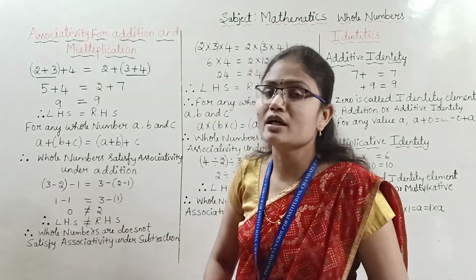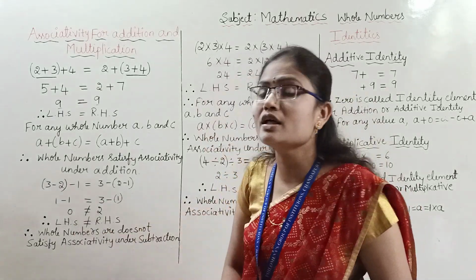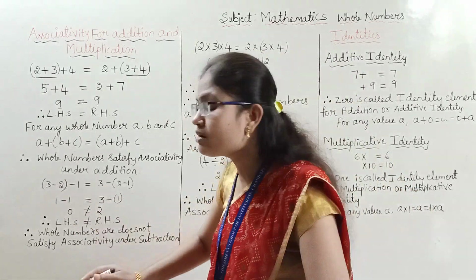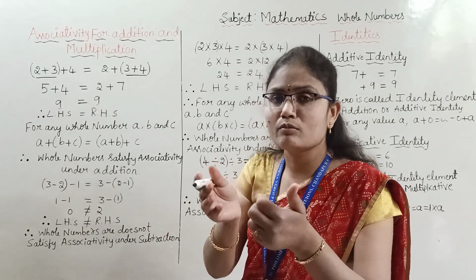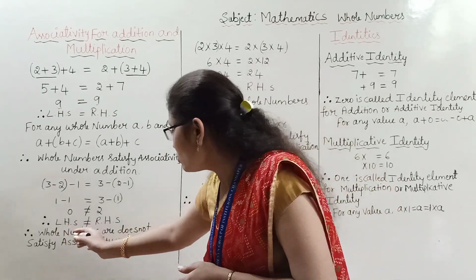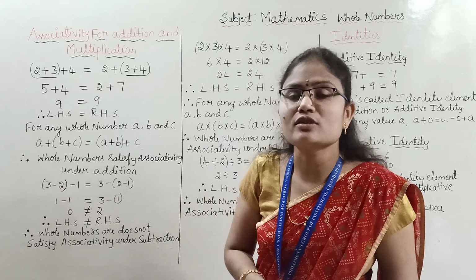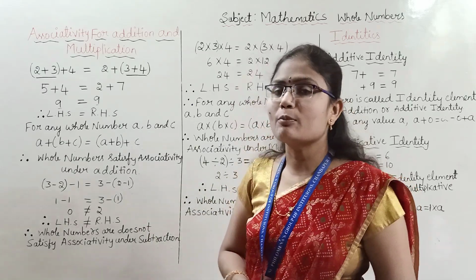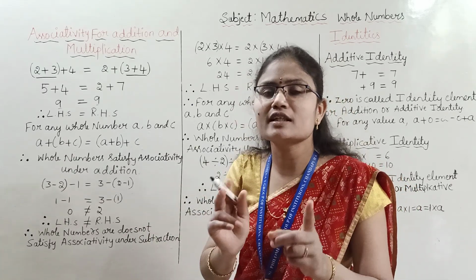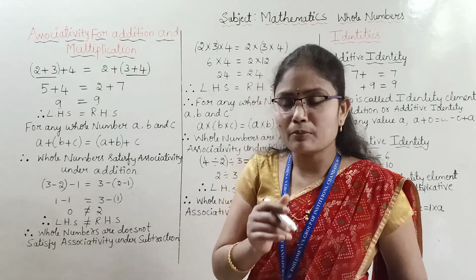On the LHS we got 0, and on the RHS we got 2. So LHS is not equal to RHS. By this we came to know that whole numbers do not satisfy associativity under subtraction.